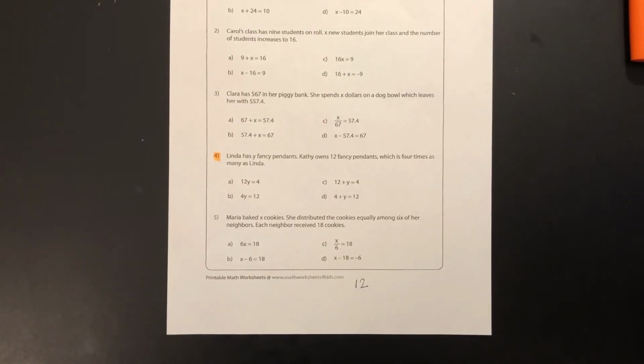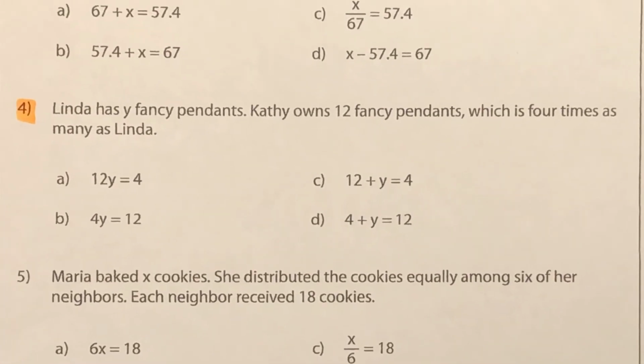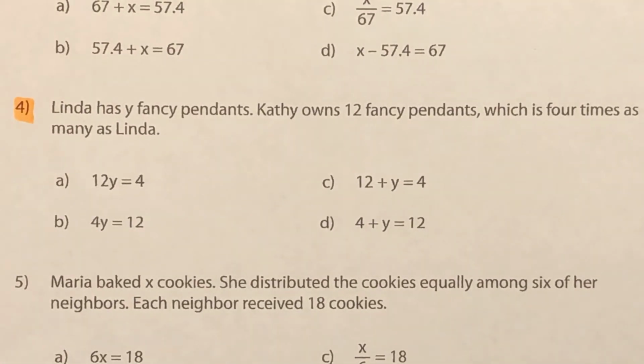Page 12, let's go straight to number 4. That's the one we'll do together. There are only 5, so you can handle the others. Linda has Y fancy pendants. Kathy owns 12 fancy pendants, which is 4 times as many as Linda.